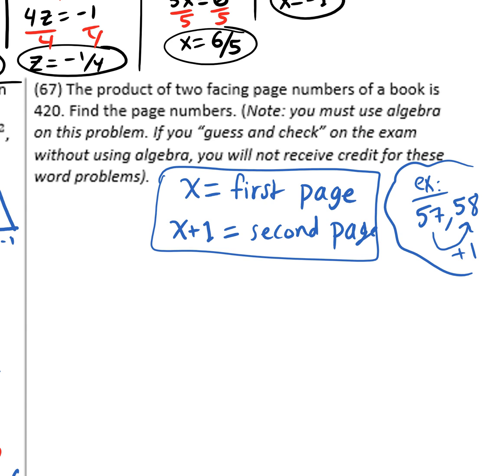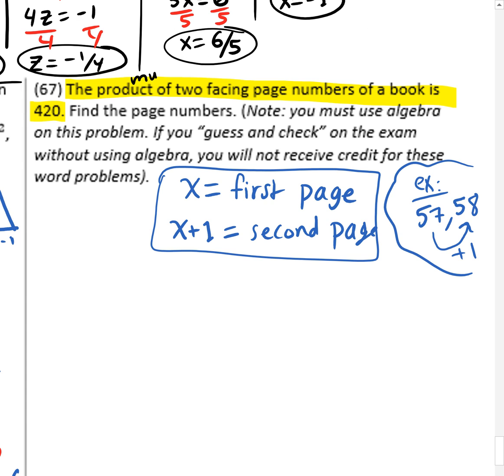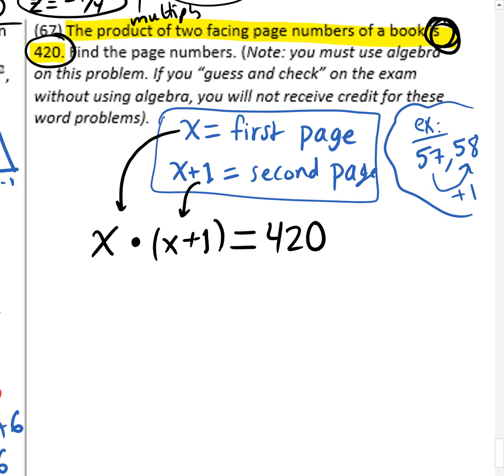So the first sentence says the product of the two facing page numbers is 420. The first thing I have to remember is product means multiply. It's something times something. Now that we have an expression for them, we have the first page number, the product of that and the second page number. Remember, the word "is" is code word for equals 420. There we go, beautiful. So that's our equation we have to solve: x times x plus 1 is 420.